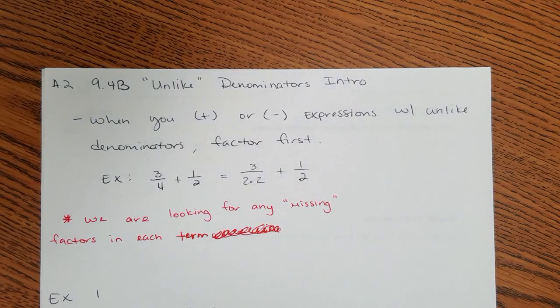Okay, this is 9.4b, Introduction to Unlike Denominators.